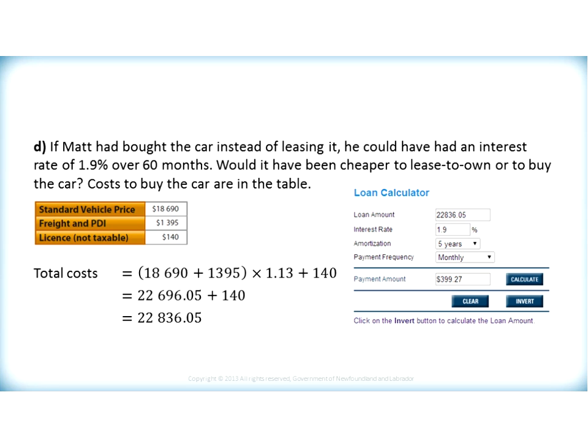So if we put in the loan amount, $22,836.05, that's how much you would have to borrow to buy this car, with an interest rate of 1.9%. Again, 60 months is a 5-year term loan or a 5-year amortization. The payment frequency is monthly, and that means that he would have had to pay $399.27 over 5 years.